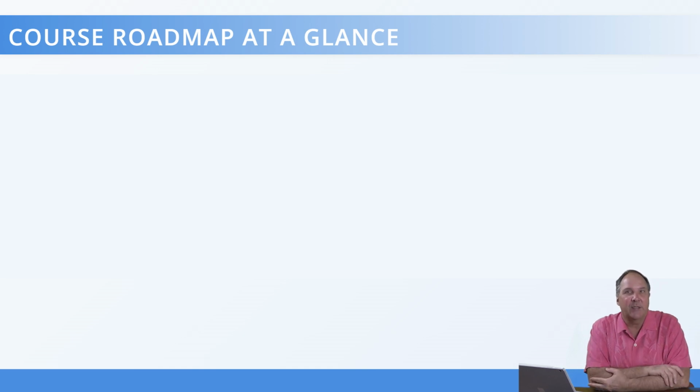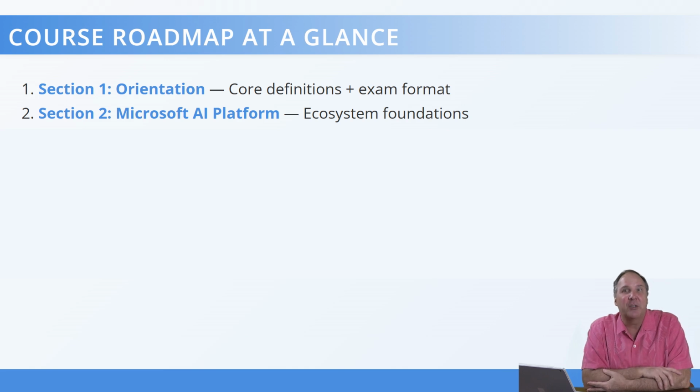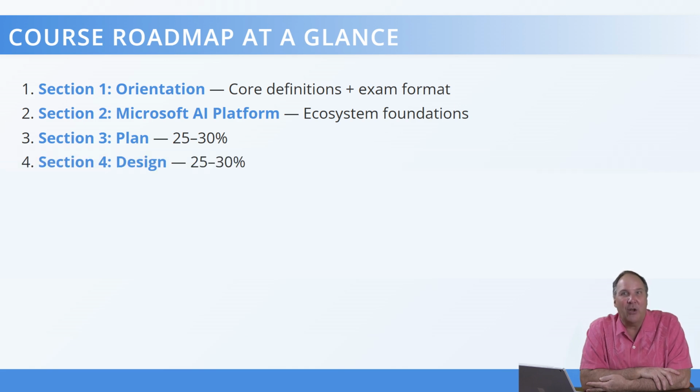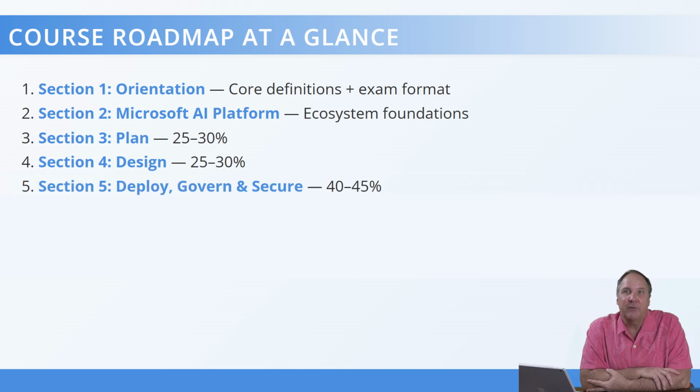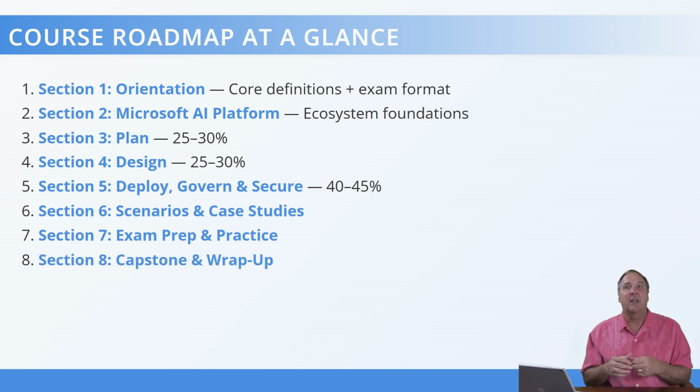The course is organized in 8 sections. Section 1 is orientation, core definitions, and the exam format. Section 2 covers the Microsoft AI platform and ecosystem foundations, along with some demonstrations. Section 3 focuses on planning. Section 4 is design, architecture, and integrations. Section 5 is deployment, governance, and security. That's the biggest section. Section 6 brings in scenarios and case studies. Section 7 is your exam prep and practice exams. And Section 8 is our wrap-up, capstone, and final review.